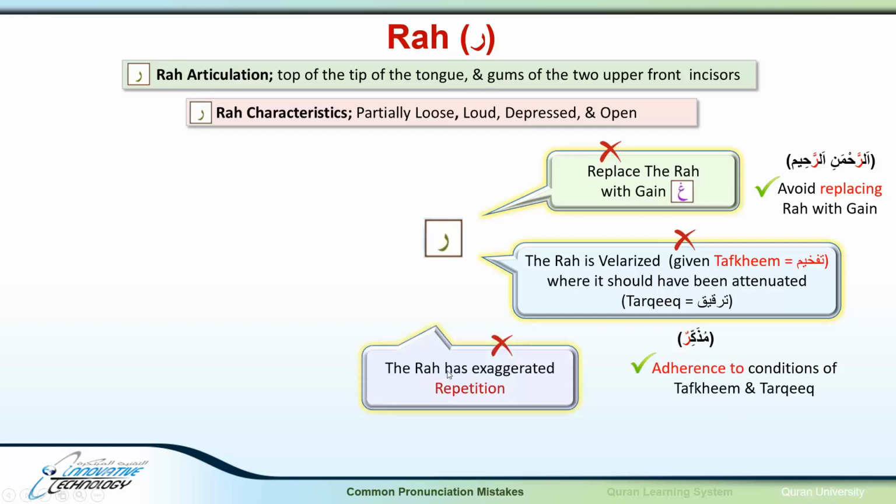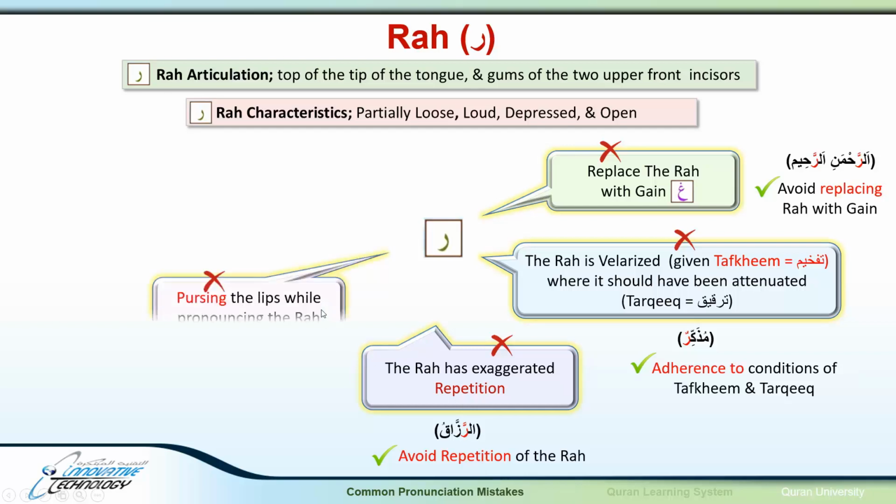The third mistake is exaggerating the ra repetition. Like this, ar-razzaq. This is wrong. The right way of pronouncing it is like this. Ar-razzaq. You have to realize that mild repetition is a proper characteristic of the ra. But the wrong thing is to overdo this, to exaggerate the repetition. So saying al-Razzaq, there is a little repetition there, but exaggerating it is what's wrong.